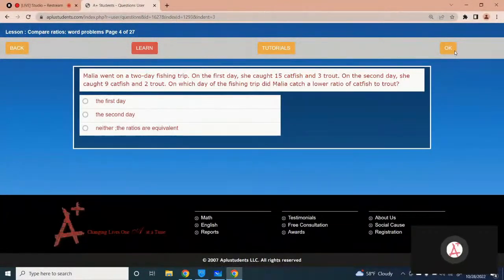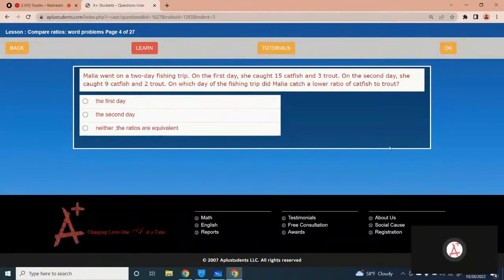The next one is: Malia went on a 2-day fishing trip. On the first day, she caught 15 catfish and 3 trout. On the second day, she caught 9 catfish and 2 trout. On which day of the fishing trip did Malia catch a lower ratio of catfish to trout? Got it? Okay, so they are 15 over 3 and 9 over 2.